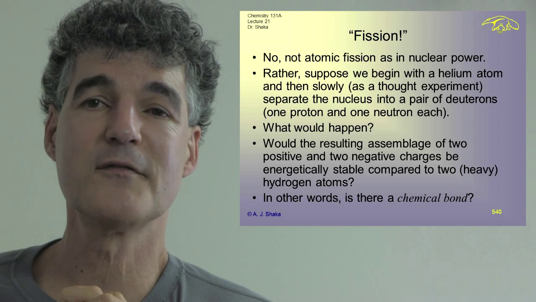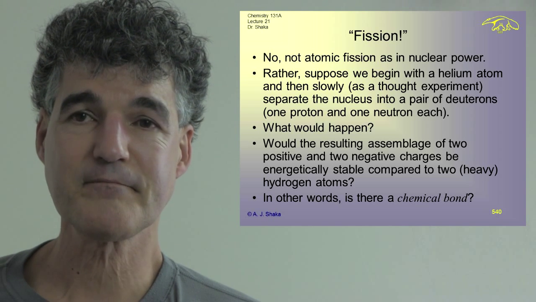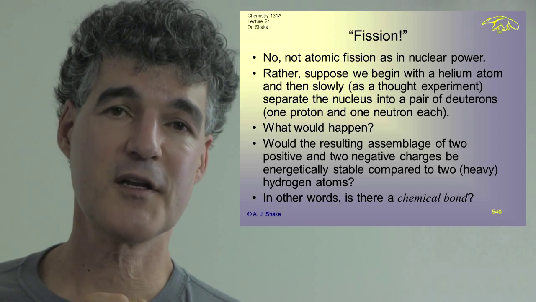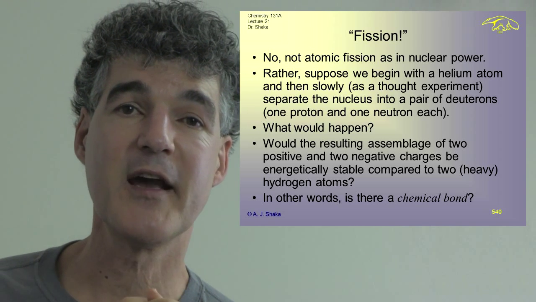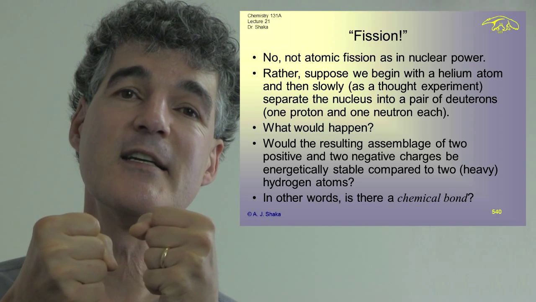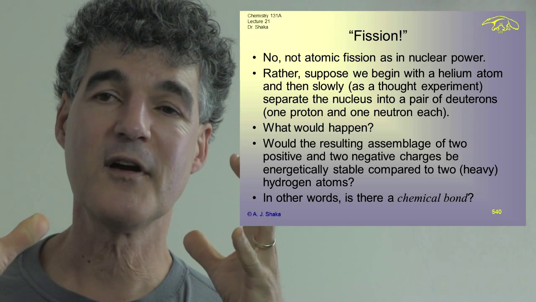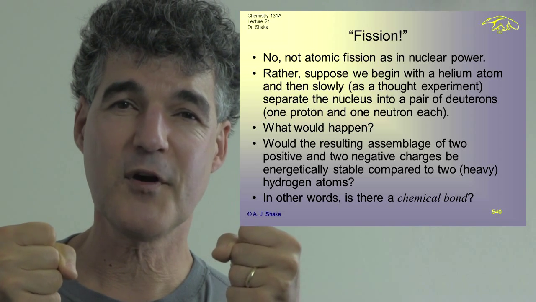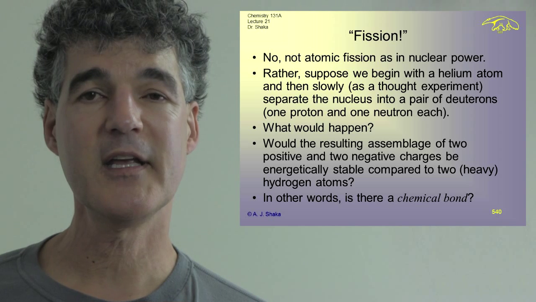Okay, this slide I've called fission. No, not atomic fission as in nuclear power, but suppose we do a mental experiment, a thought experiment. We spent a lot of time on a helium atom. Let's take a helium atom now and break the nucleus apart slowly. So we've got our two electrons there, and now we're going to break this alpha particle, this helium nucleus, apart into two deuterons, one proton and one neutron each.